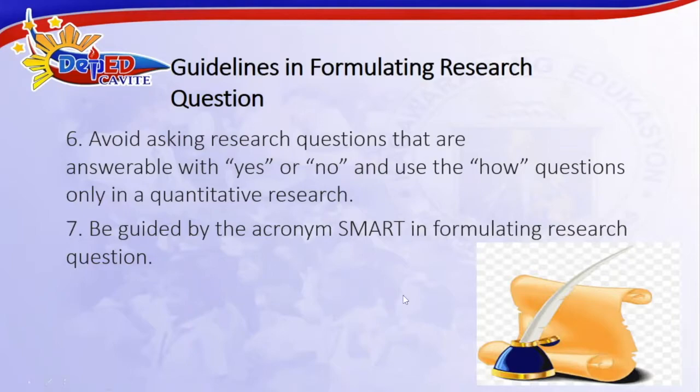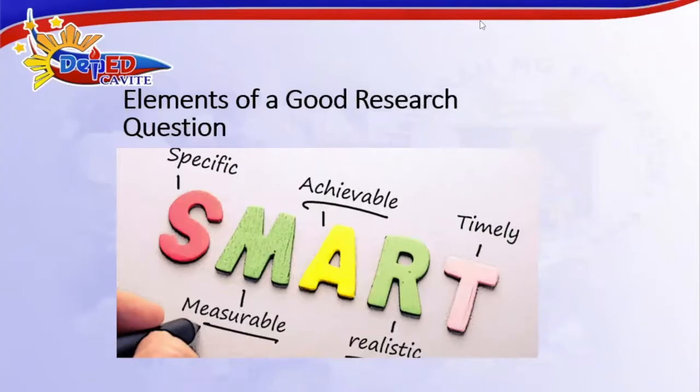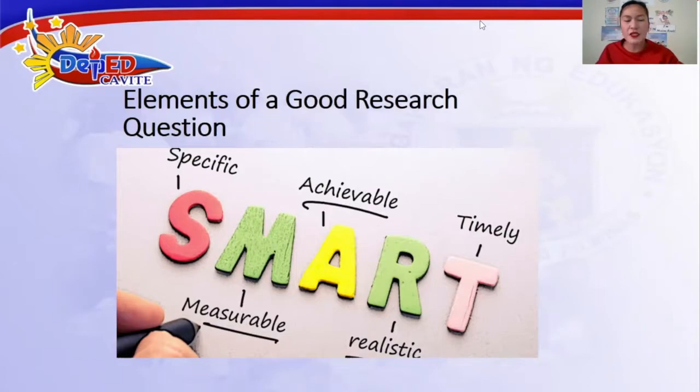Next, but what do we mean by SMART? Okay, SMART is the element of a good research question. S stands for specific. Focus on a single problem or issue. Research questions should have a clear meaning. Letter M, measurable. Your research question should be obtainable, and it should track the progress of your research paper.